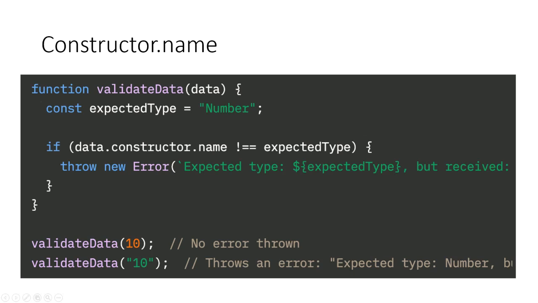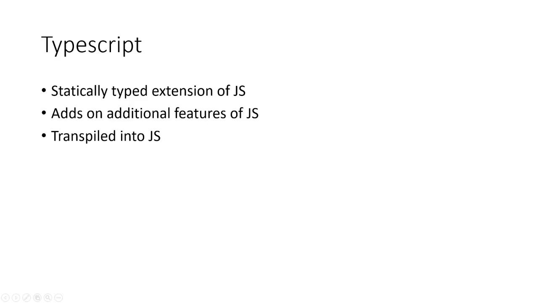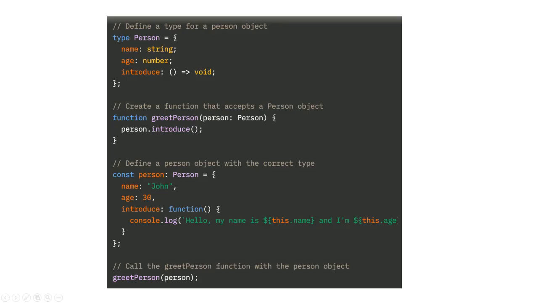So in this case, we have this validateData function, and in this case, this will throw the error. So I think that's the biggest difference between constructor.name types in JavaScript and TypeScript, which is a statically typed extension of JavaScript. I've used this a little bit with React. This is an example of doing that. So you can actually create, this parameter needs to be of a type number, string, etc. Maybe you can do that.